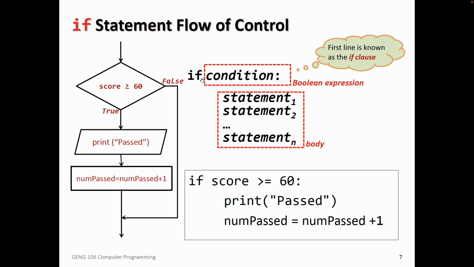Well, first we write if, and then we write our condition. A condition means basically it should be either true or false. Like, is it less than 60? Is it equal to 10? Is there an obstacle in front of me? Anything, but it should be either true or false. And then I put this colon. And then I write the statements that will be executed if the condition is true. Otherwise, they will not be. Like, I will say print passed and increase number of passed by 1.